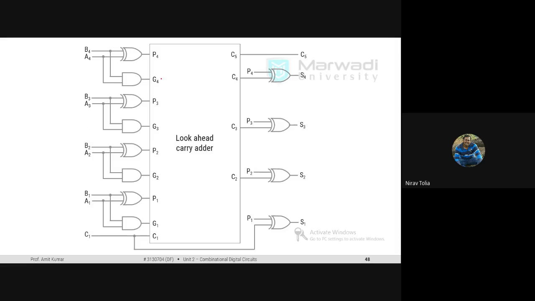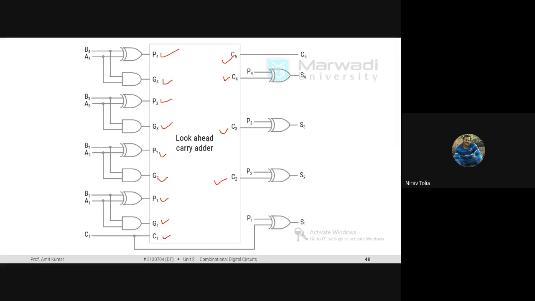We can also know what P4 is. P4 is B4 exclusive or A4. So we have P4. What is G4? B4 into A4. So we have G4. Same way we have P3, G3, P2, G2, P1, G1, and we have C1 directly. So we have G1, P1, G2, P2, G3, P3, and G4, P4. And from that equation, we can derive the value of C2, C3, C4, and C5.